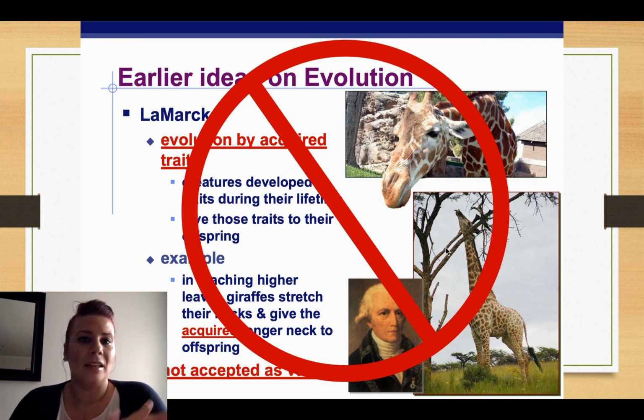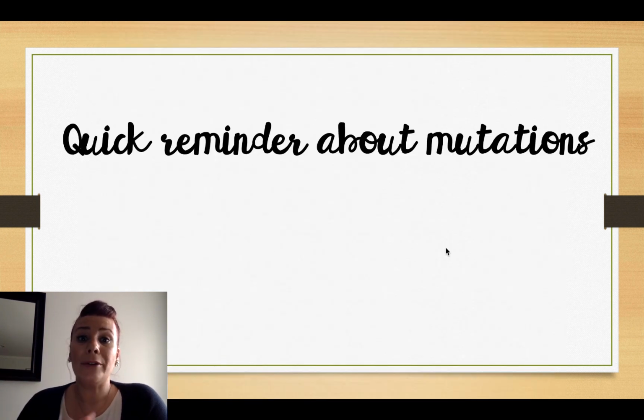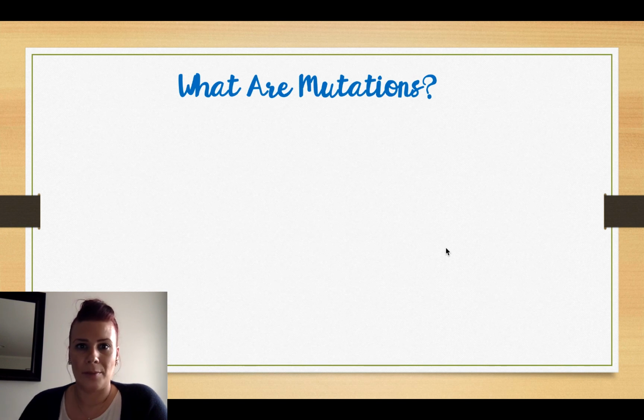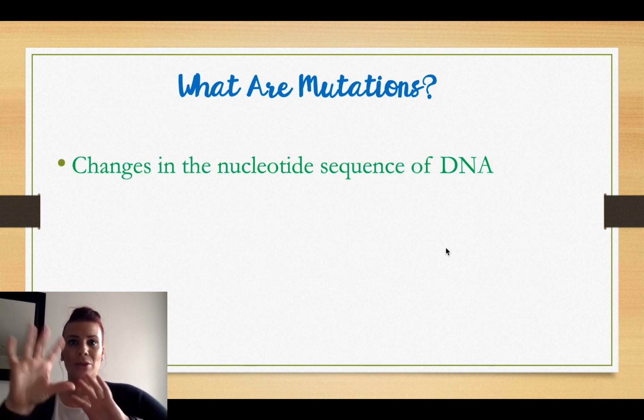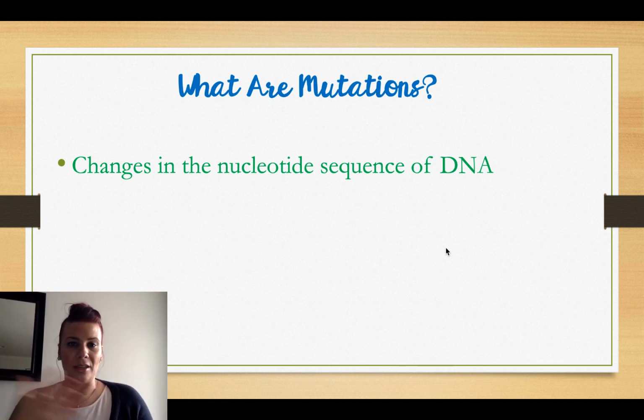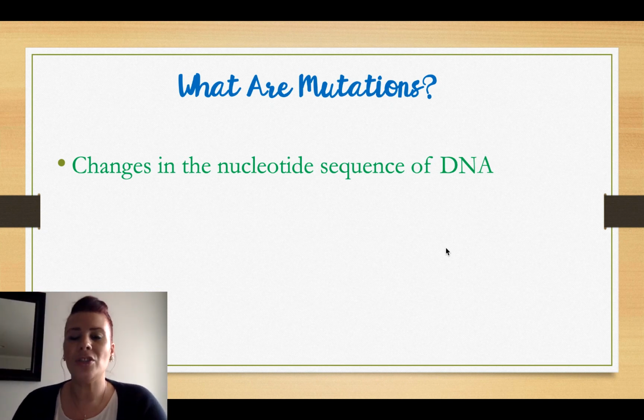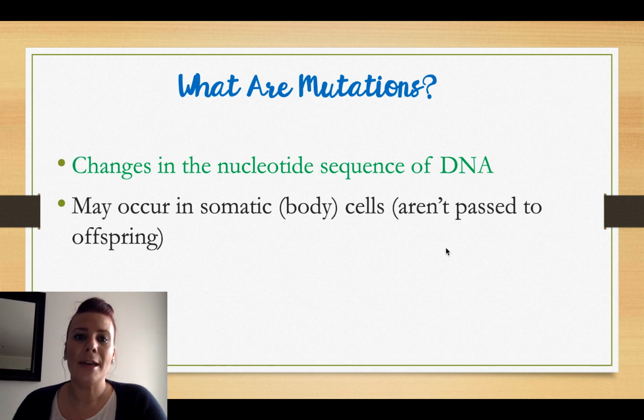So again, evolution is not by an acquired trait. It's not that they acquire it in their lifetime. It's something that gets inherited from parent to offspring, passed down from parent to offspring. All right, a quick reminder just about mutations real fast because I don't want to take up too much time. So what are mutations? You know that they're changes in the DNA sequence. You should know those A, T, C's, and G's somehow trade and shift. I'm not going to get into all types of mutations. You can go back and watch that video if you'd like.